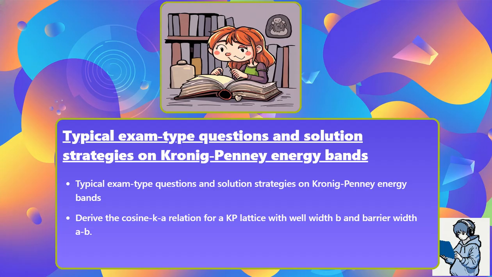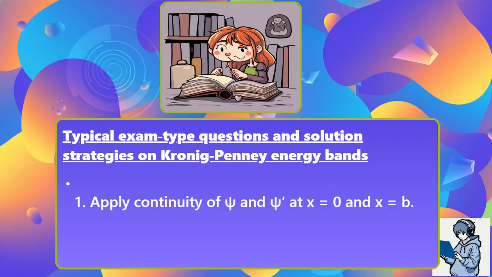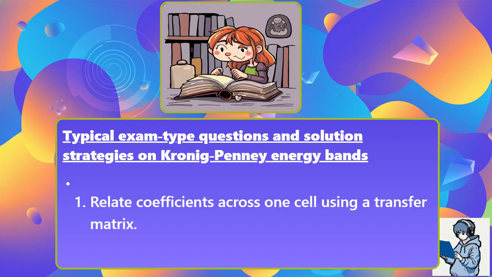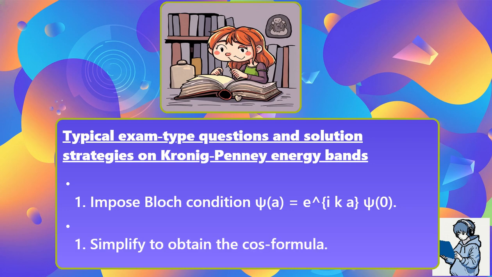Derive the cos(ka) relation for a KP lattice with well width b and barrier width a minus b. 1. Write wave functions in each region, sinusoidal in well, exponential in barrier. 2. Apply continuity of ψ and ψ' at x equals 0 and x equals b. 3. Relate coefficients across one cell using a transfer matrix. 4. Impose the Bloch condition ψ(a) equals e^(ika) times ψ(0). 5. Simplify to obtain the cosine formula.